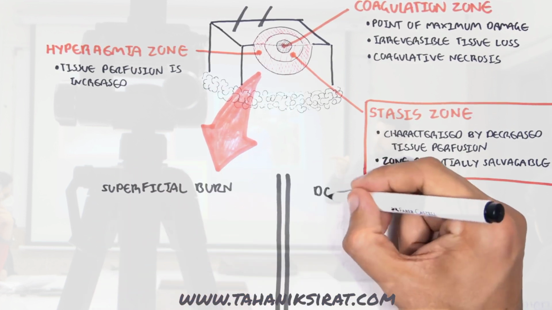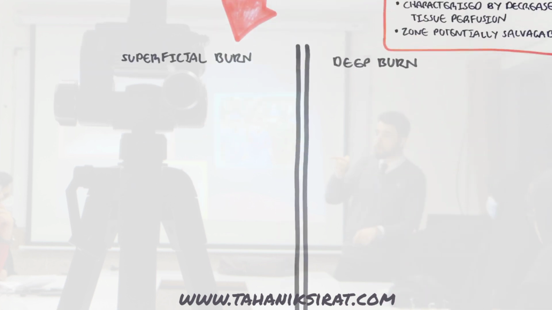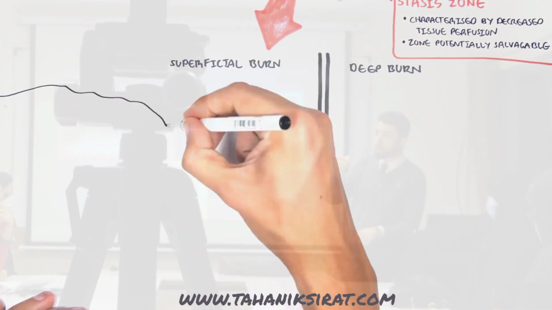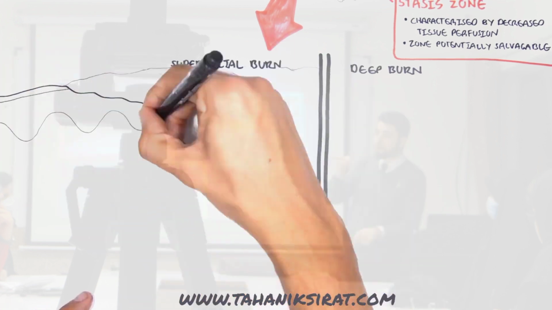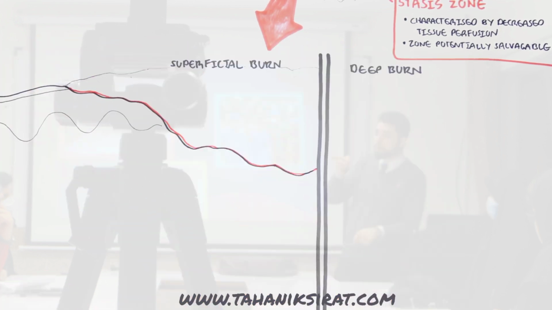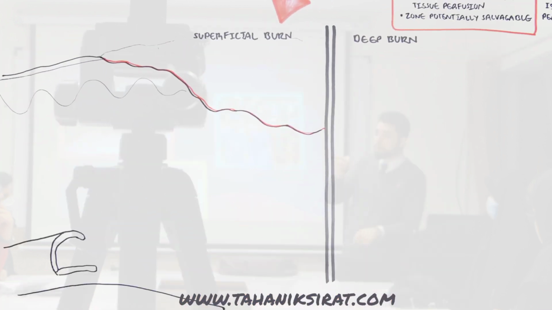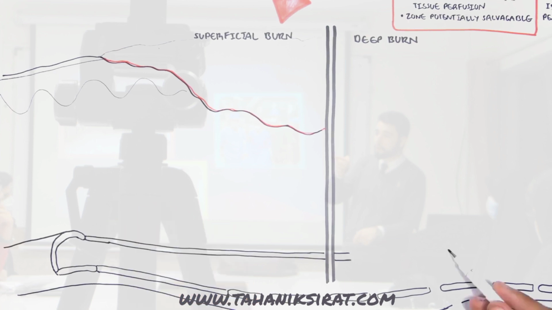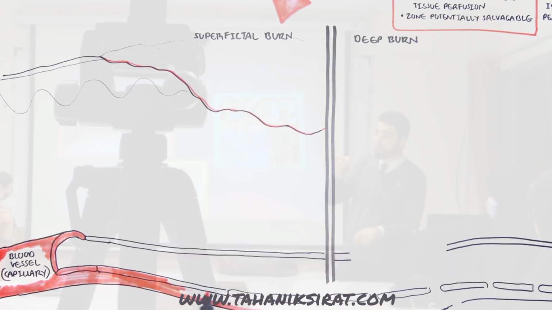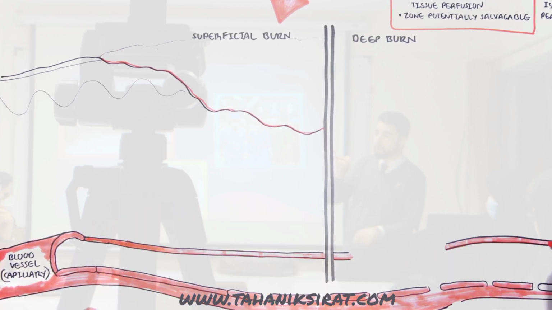So let's zoom into the skin here to look at what happens in a superficial burn and what happens in a deep burn. Let's take a look at a superficial burn first. If it's a superficial burn, it will cause damage to the epidermis and the upper dermis only, so like the papillary layer of the dermis. Again, you have blood vessels here, capillaries.